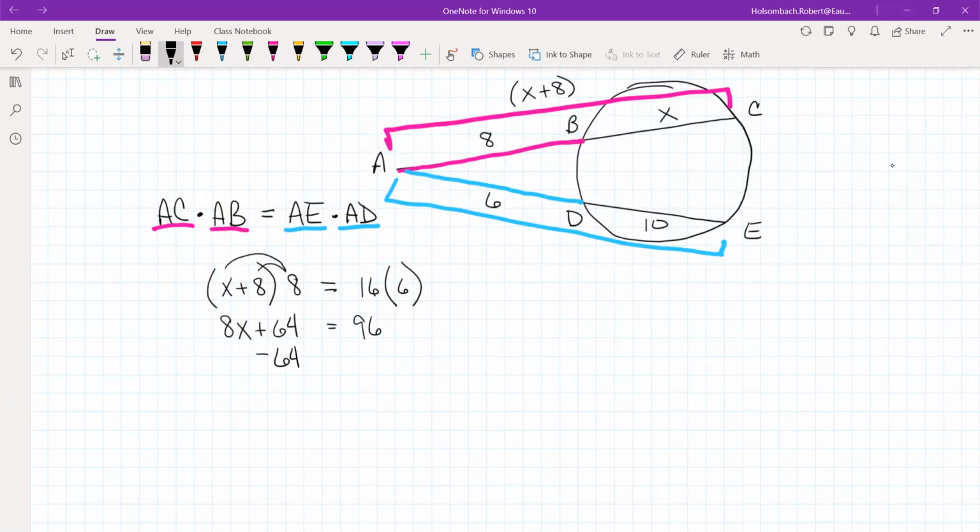Subtract 64 from each side, and 8x is equal to 32, and then divide both sides by 8. So we get an x that's equal to 4. Everybody okay with that?